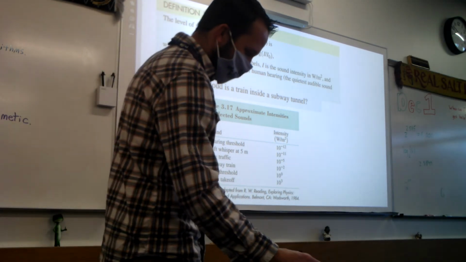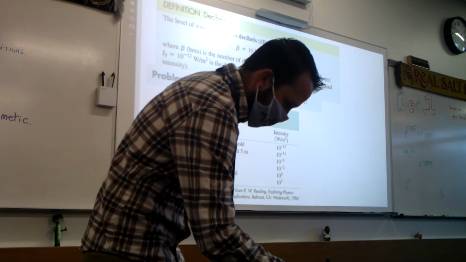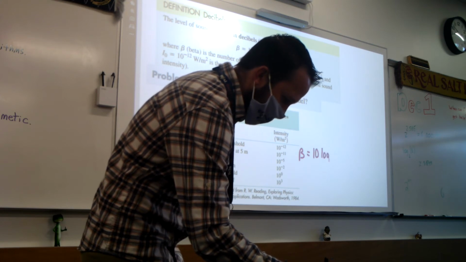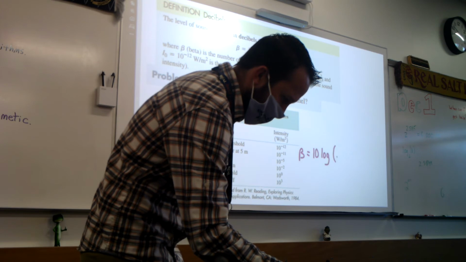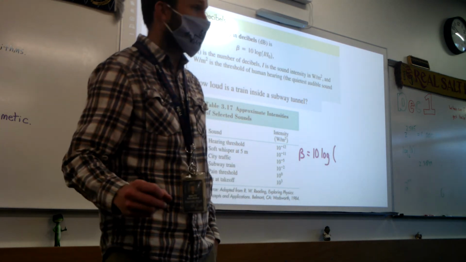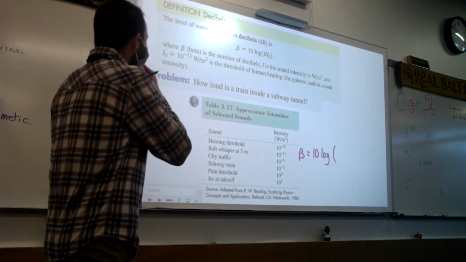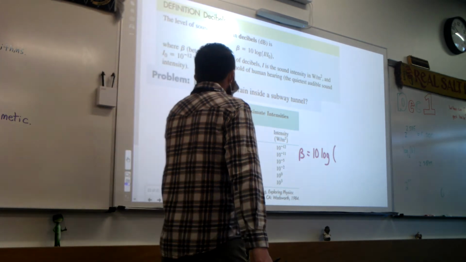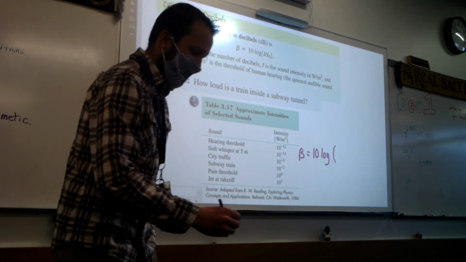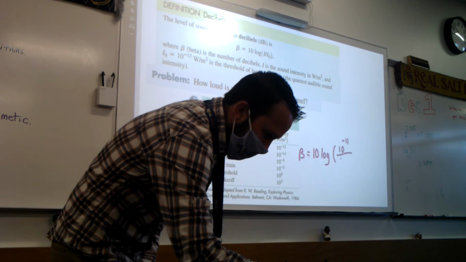So, for example, let's do a soft whisper, okay? So for the soft whisper, beta is equal to 10 log. What kind of log is this, guys? If it doesn't have a base, it's a common log, which is base 10. Now, what we're going to do is we're going to do I, which comes from here, and divide it by I sub naught. So what I'm going to have here is 10 to the negative 11 over 10 to the negative 12.